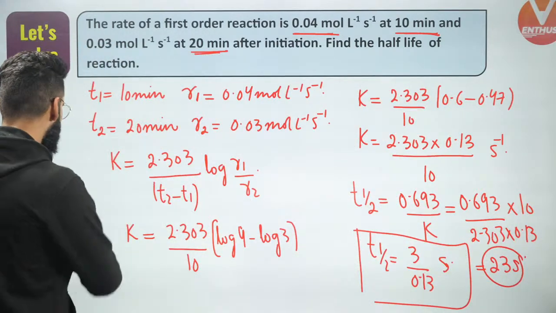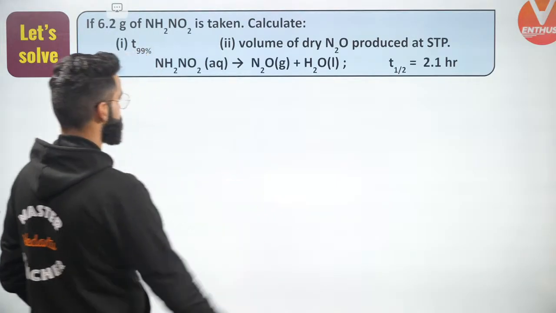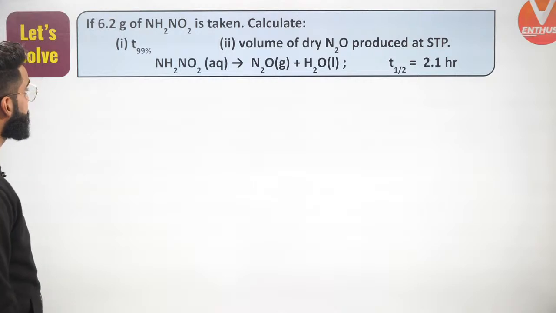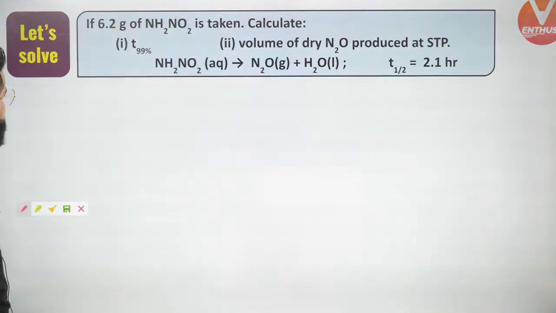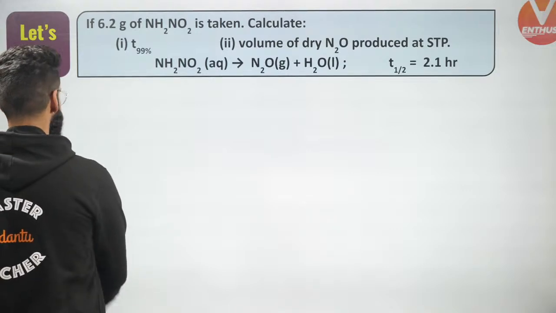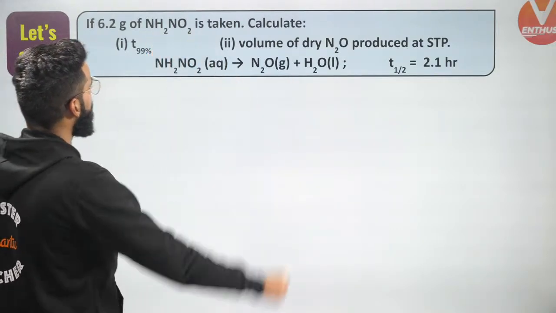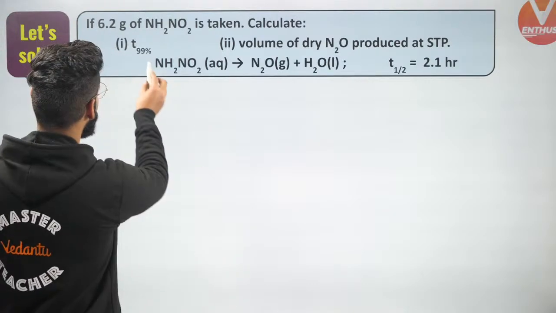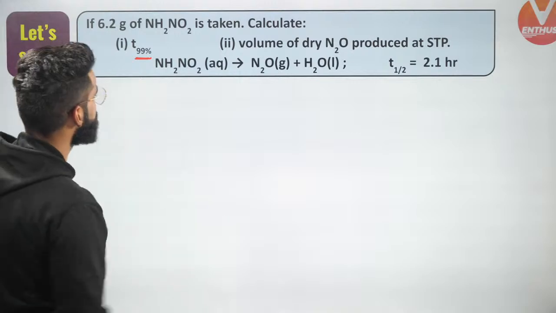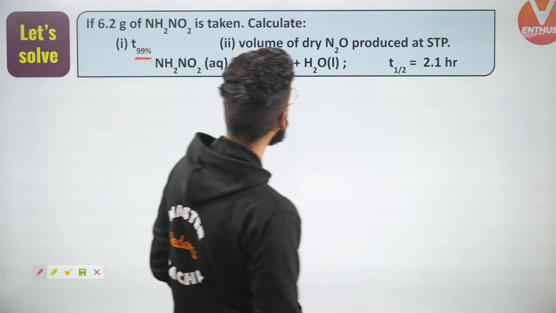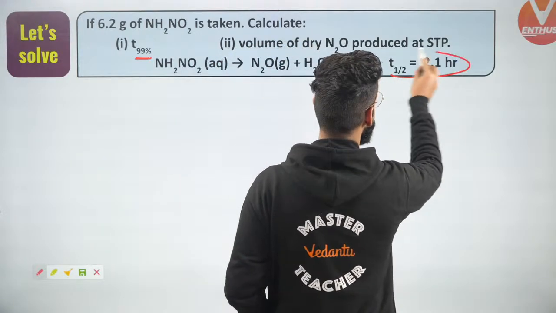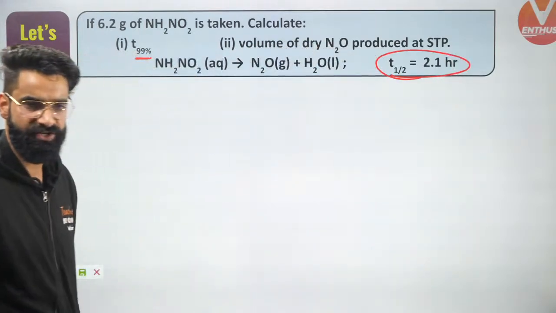Wonderful. Let's move on and talk about a few more things. This is one more question on your screen and you can easily solve this one as well. It is a nice question. These are basically two questions. If 6.2 grams of NH2NO2 is taken, calculate the time taken to complete 99% of the reaction. Calculate the volume of dry N2O produced at STP. We are also given the half-life of the reaction.